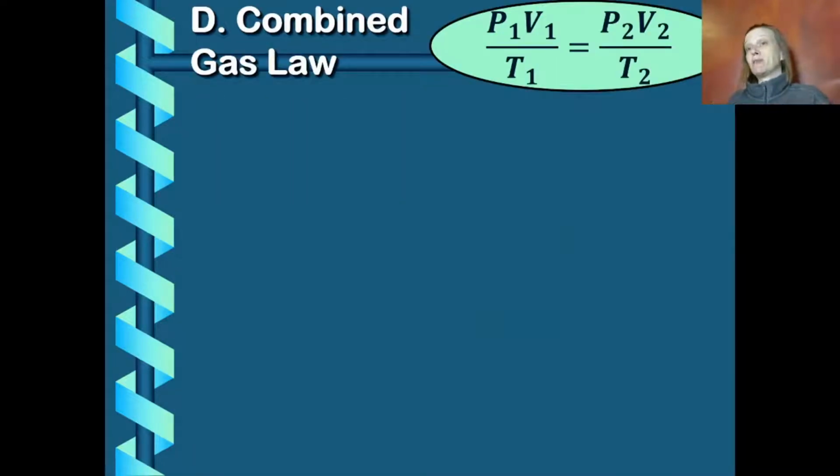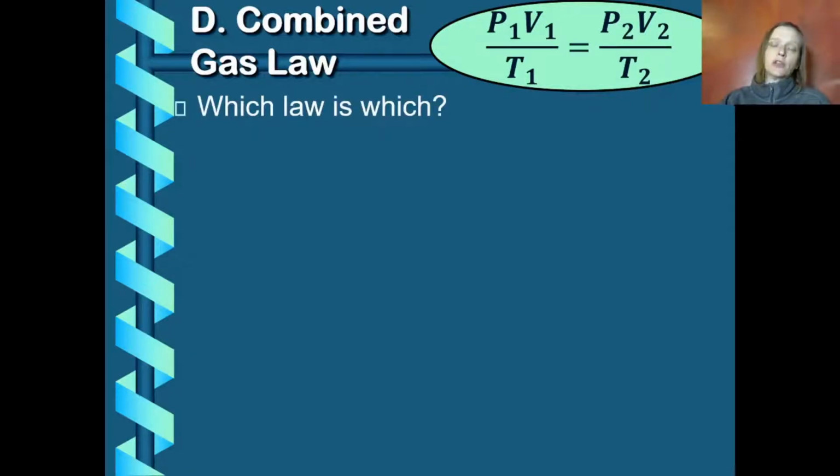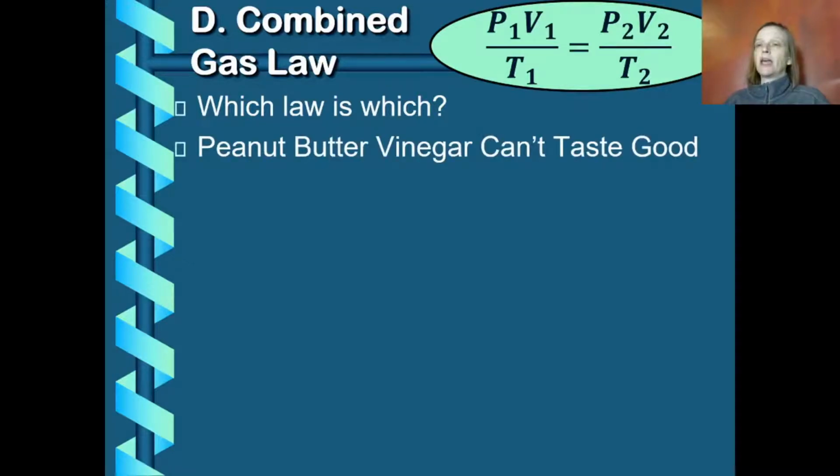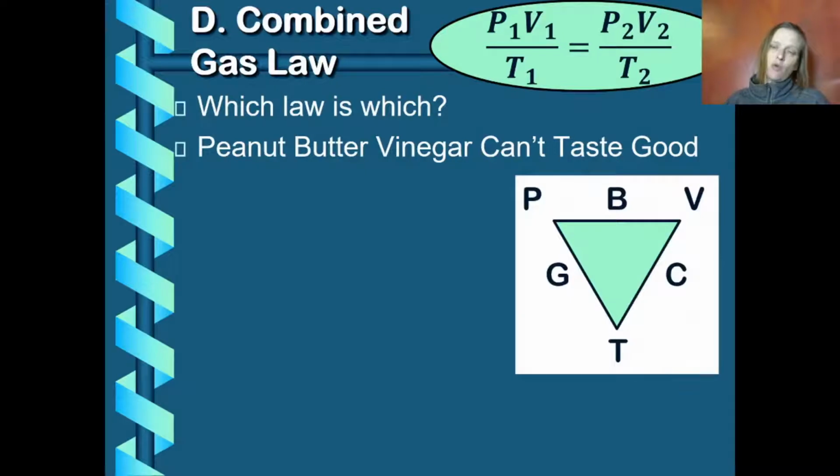Before we look at some examples of how to use this equation to solve problems, in case you're curious and you want to be able to remember which law is which, I will not test you on this. But I came up with a mnemonic device which helps me remember: peanut butter vinegar can't taste good. What this helps me remember is P stands for pressure, V stands for volume, T stands for temperature, B stands for Boyle, C stands for Charles, and G stands for Gay-Lussac.